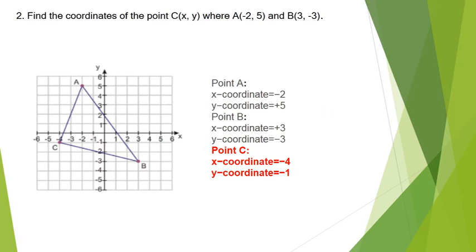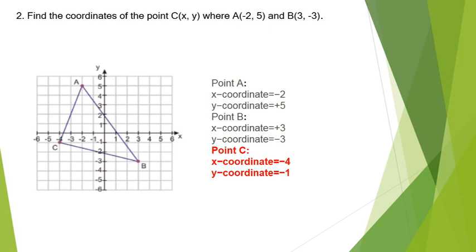Yes, question number 2. Find the coordinates of the point C (x, y), where A is -2 and 5 and B is 3 and -3. So actually here we need to understand the question very well. Okay, C is missing. A and B is given, C is missing. So you see, we have 3 points. It means when you put them in the graph paper, you will have one triangle, isn't it? Because we have the 3 points, and you know the triangle has 3 sides.